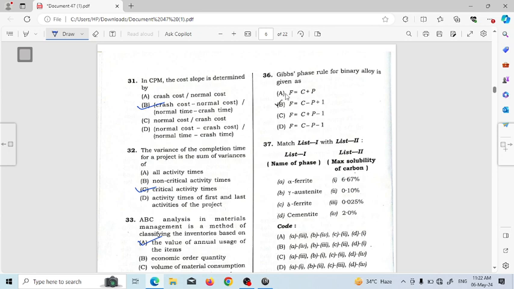Next, question number 36. The phase rule for a binary alloy is given by F plus P is equal to C plus 1. So F is equal to C minus P plus 1. So option B is the correct answer.